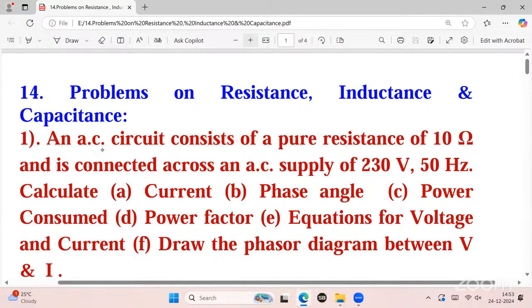An AC circuit. This is one type of design, one problem. If you have all the formulas in your mind, then you can do the problems. Otherwise, it is very difficult. I am saying it now itself: whatever we discussed till now, you have to remember the formulas.